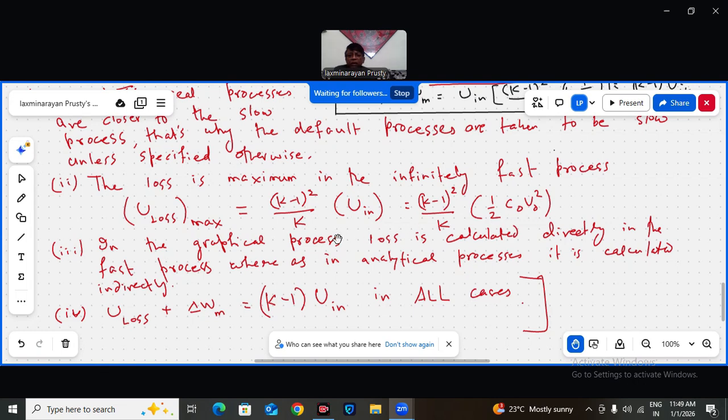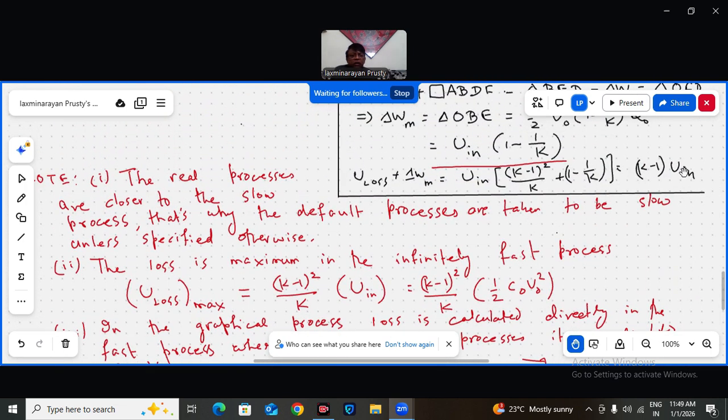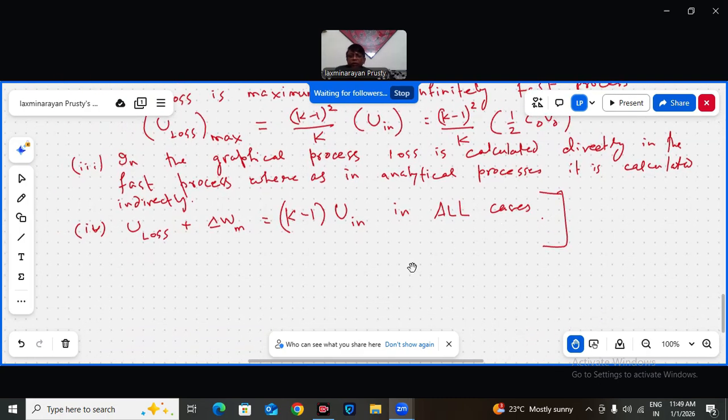But here the loss I am calculating in the graphical process directly. So from the total K minus 1 U in, if I subtract the loss, I'll get the delta Wm also. Sorry, delta Wm also I just calculated from the graph itself. So this is what I wrote.